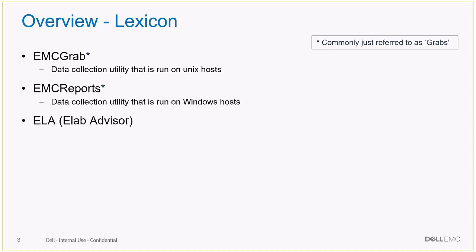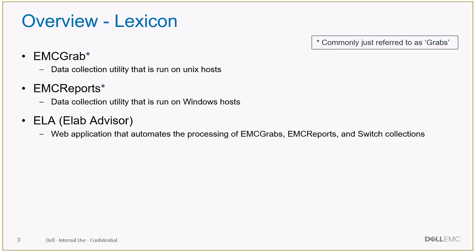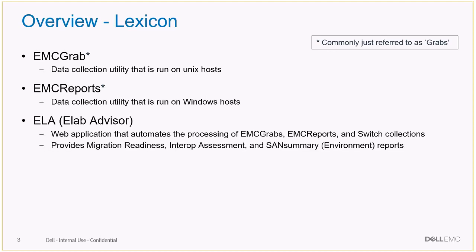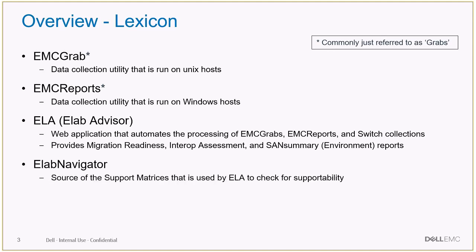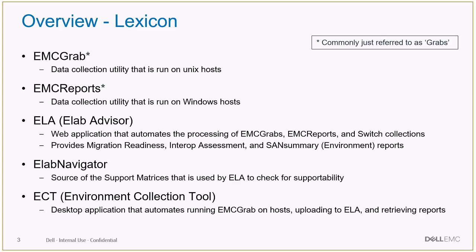ELAB Advisor, or ELA. This is a web application that automates the processing of these collections, provides migration readiness, interop, and environment reports. And ELAB Navigator, which is the source of the support matrices that are used by ELA to check for supportability. And last, ECT, the Environment Collection Tool, which is a desktop application that automates running grabs on hosts, uploading them to ELA, and retrieving the available reports.